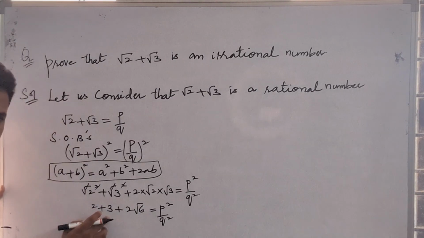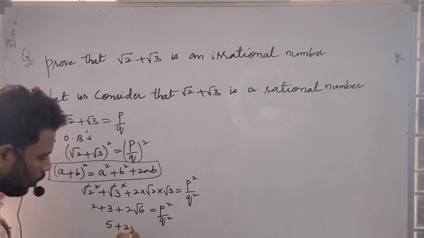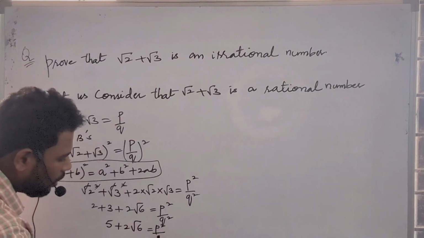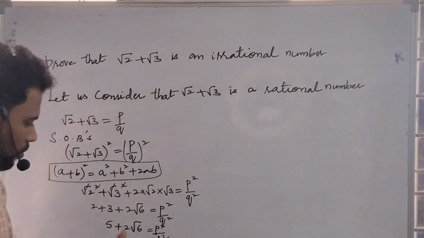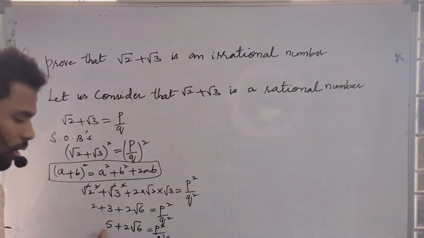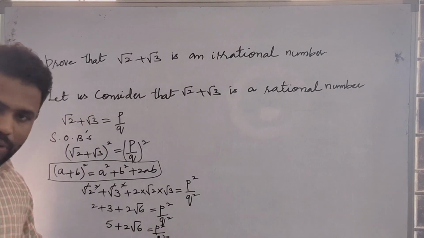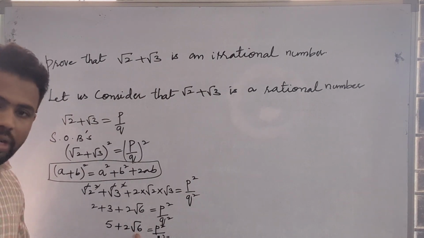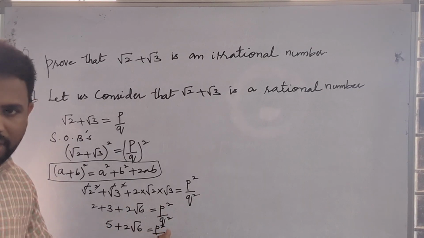Now, if you add these two numbers, 2 plus 3 is 5, so 5 plus 2 root 6 equals p square by q square. Here I would like to give you a hint. We got 5 plus 2 root 6 equals p square by q square. The hint is that you have to keep root 6 here and transpose all the other numbers to the other side.